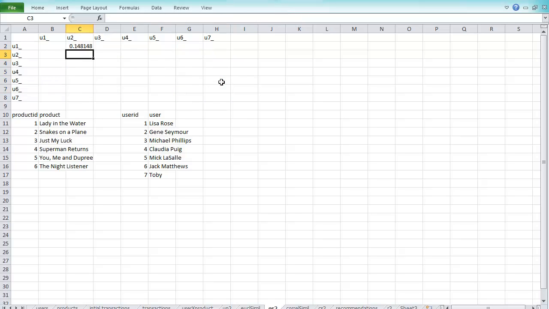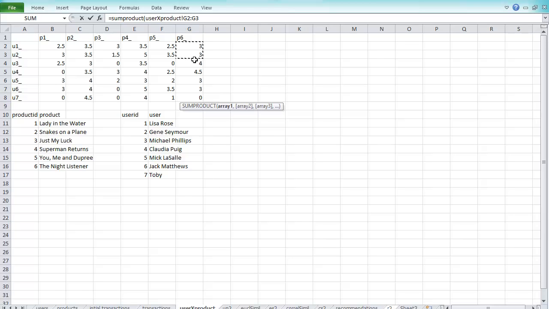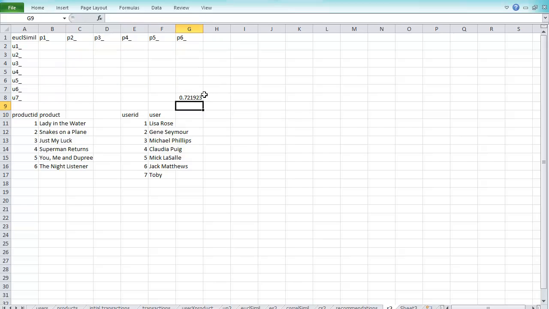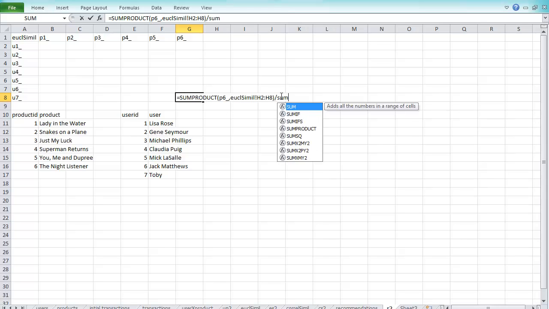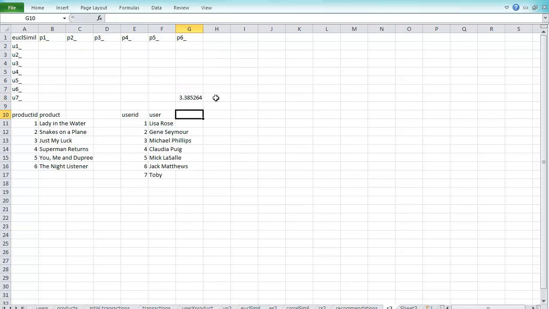So we do such a thing. We go back to our recommendations and we do equals SUMPRODUCT, that is the formula. SUMPRODUCT. And now let me change the sheets. I'll take this block here and comma, and the Euclidean similarities, this block here, and then enter. And here it is. This is the 0.72 that I got. Now I have to divide it by the sum of all the similarities as we spoke of. Column sum. And here it is, 3.38.